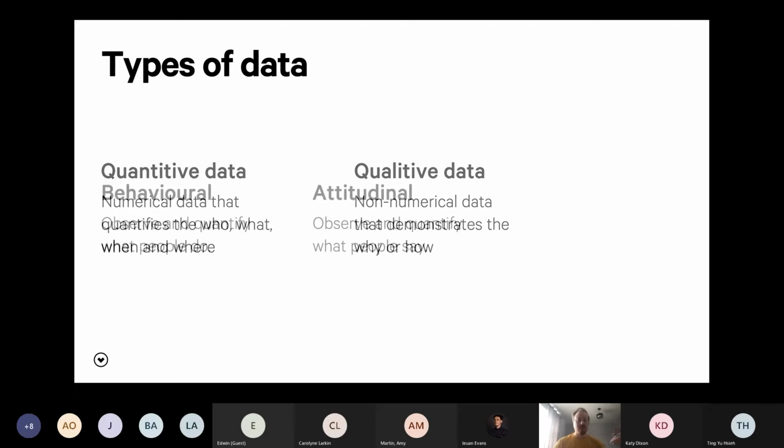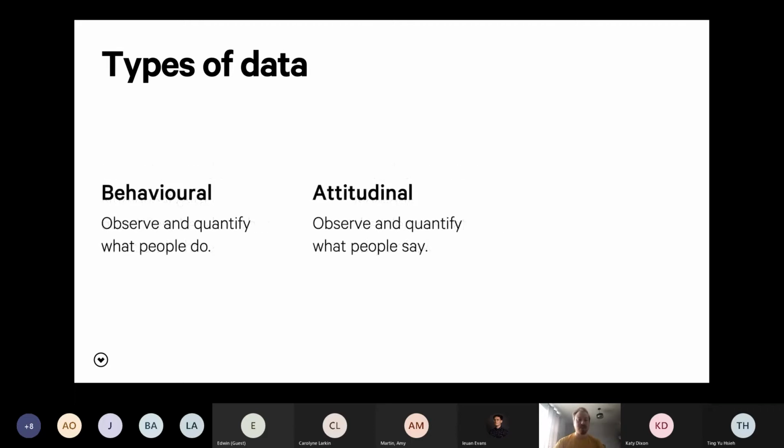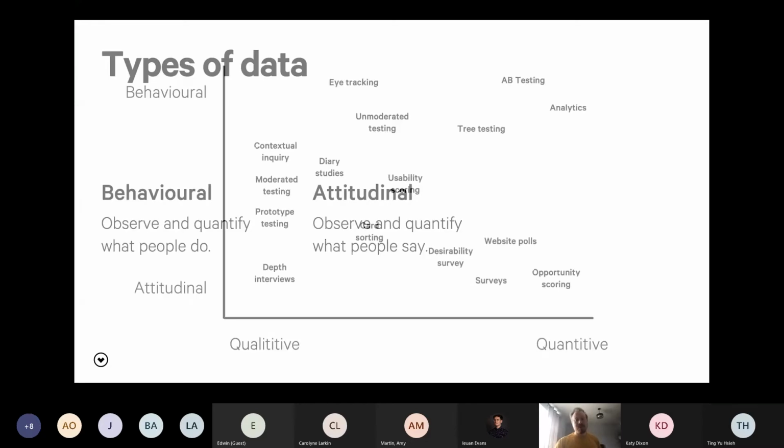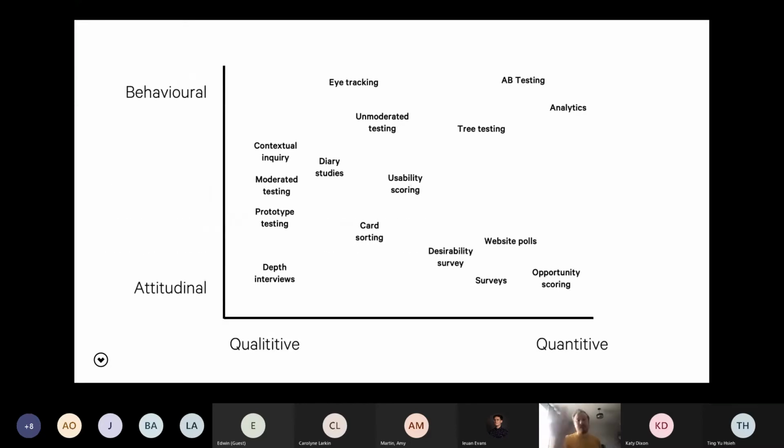But then there's also another angle of behavioral and attitudinal, so observing and quantifying what people do versus what they say. And this is a mix of all the research methods and how they track against those things. So often you might just do some A/B tests and analytics, but then you get a really narrow view of what a customer's doing or thinking. You can see what they're doing, but you don't know why they're doing it. So then you might have to do some depth interviews or a diary study or something like that.